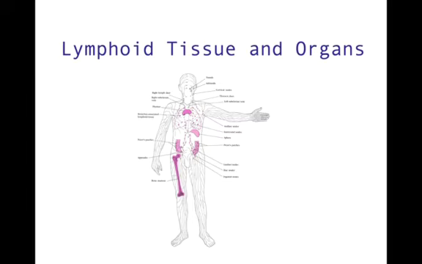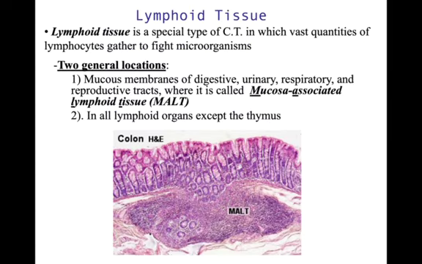So those are the cells that we find within our lymphatic system. These cells can be in groups with other cells, and we form what are called lymphoid tissues. Lymphoid tissue is a special type of connective tissue, and we find a lot of it where we're going to fight infection. You're going to find lymphoid tissues in places where you're typically going to fight microorganisms, where we're going to fight pathogens.